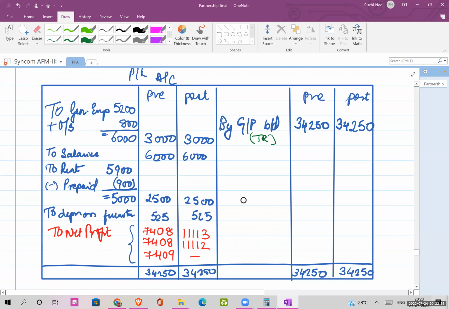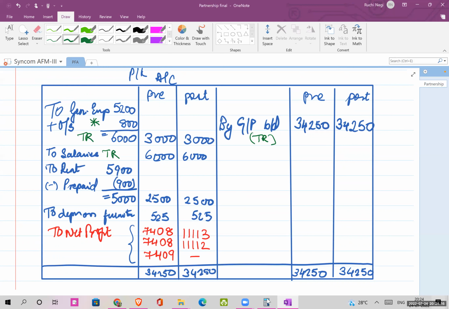So 3,000, 3,000. Salaries, okay, so this is having an adjustment. इसका second effect 800 का आएगा balance sheet liability में. Salaries time ratio में divide हो रहा है, it is 12,000, 12,000 का half, 6 and 6. So this is in time ratio, obviously. This is also in time ratio.